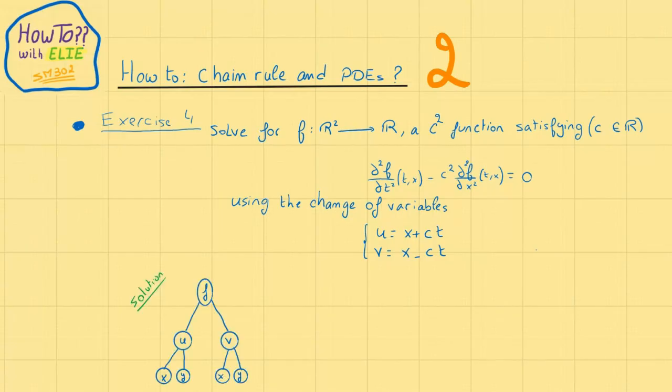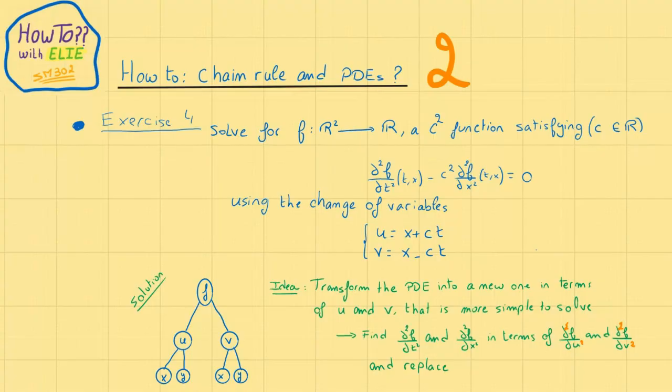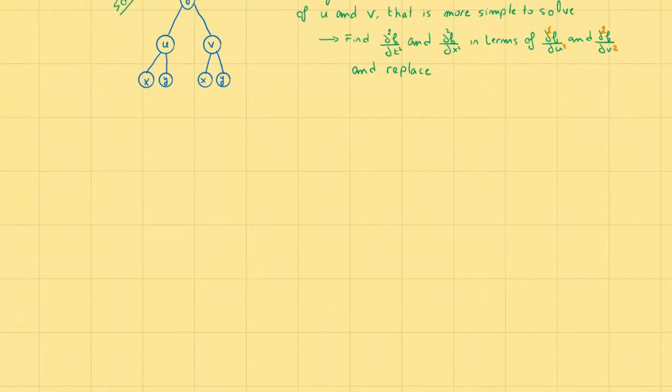So of course we have to build the dependency table as usual, and then we have to use the same idea we used in the previous video. So we need to calculate d2f over dt squared and d2f over dx squared in terms of df over du and df over dv, and eventually as well d2f over du2 and d2f over dv2, and then replace these expressions in the partial differential equation, hoping to get another partial differential equation in u and v that is easier to solve. So let's start first by calculating df over dt.